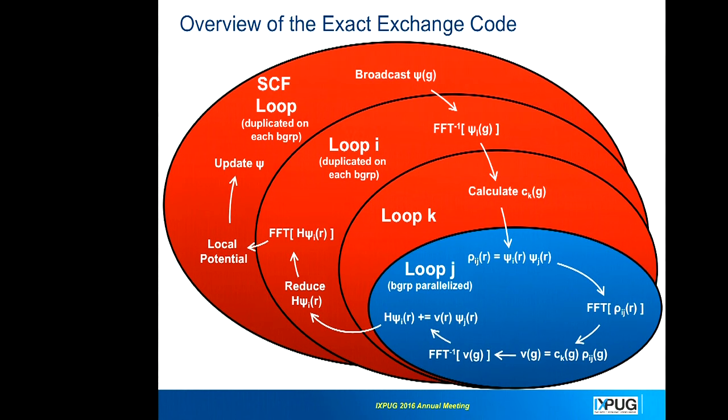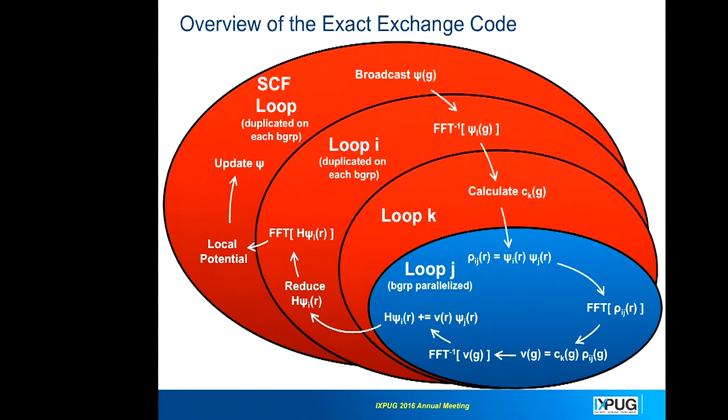And then within that, you've got a number of additional loops. Here's the loop over I and J within the exact exchange calculation. These loops are where you're actually calculating those exact exchange integrals. I've color-coded this so that the blue ovals are loops that are parallelized with respect to band groups, and in red are all of the loops that are performed serially with respect to band groups.